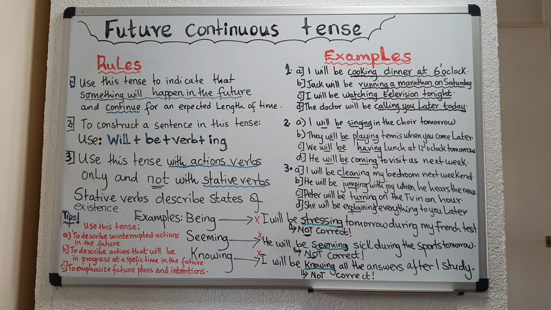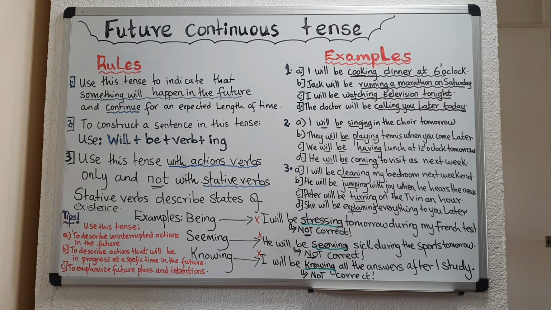You will be singing in the choir, but that's going to continue for an unexpected length of time. It might last an hour, it might last 4 hours. We don't know. So here you're explaining your plan for tomorrow, and you're also indicating that it's going to continue for an unexpected length of time through the use of the future continuous tense.